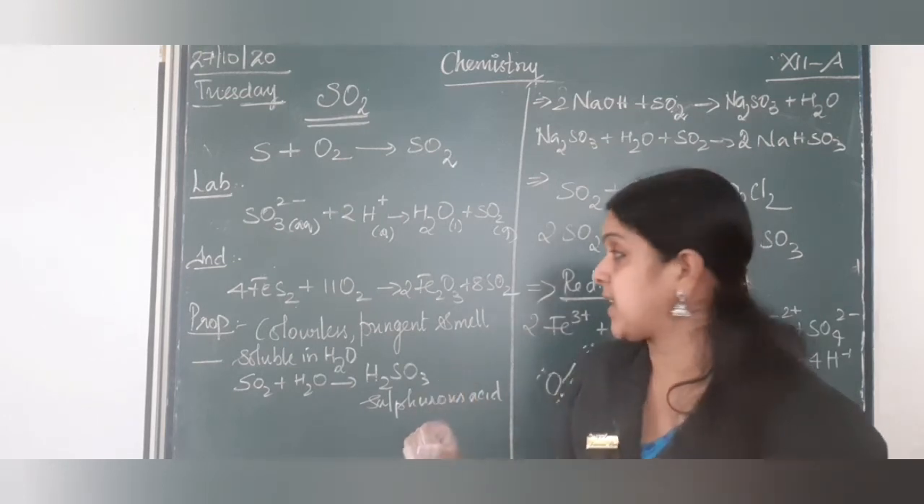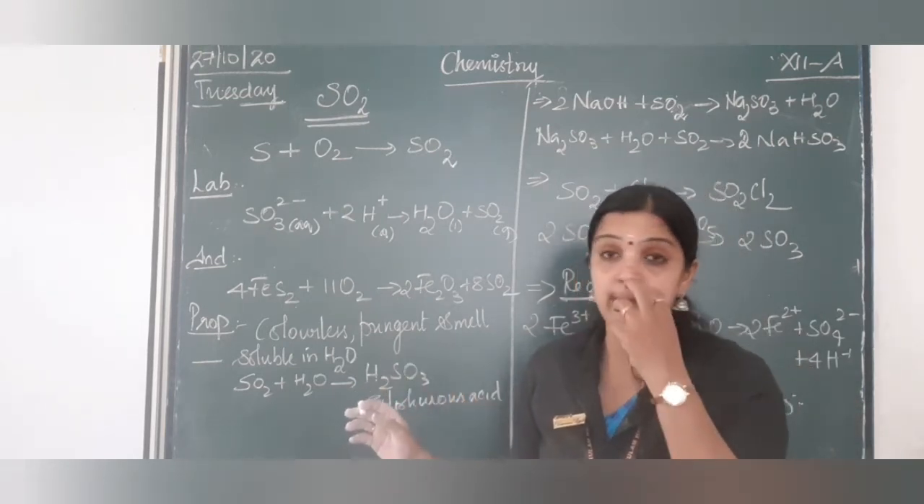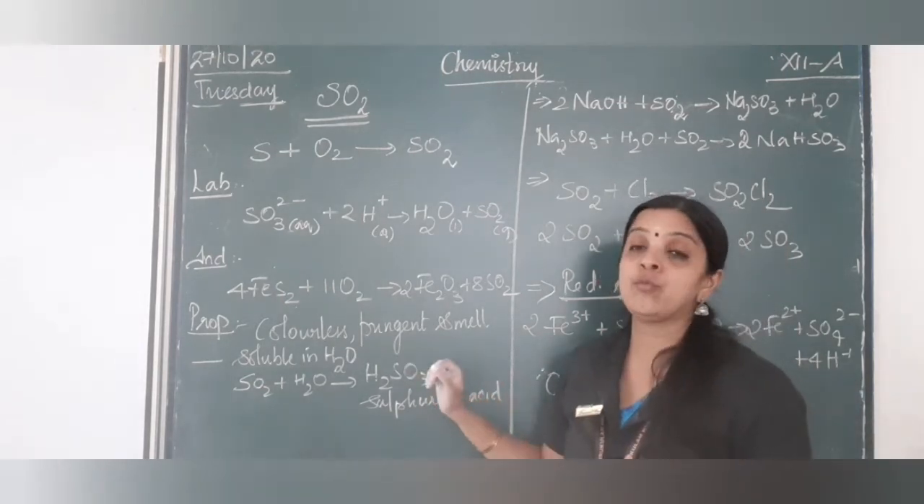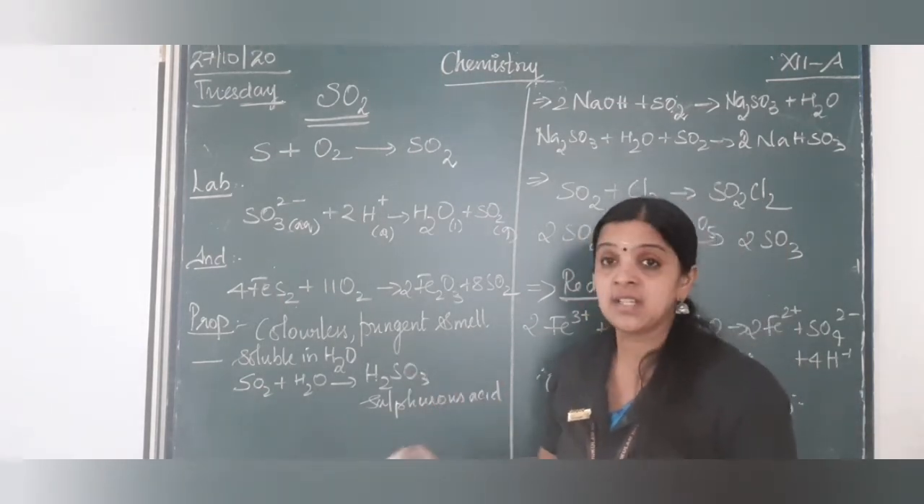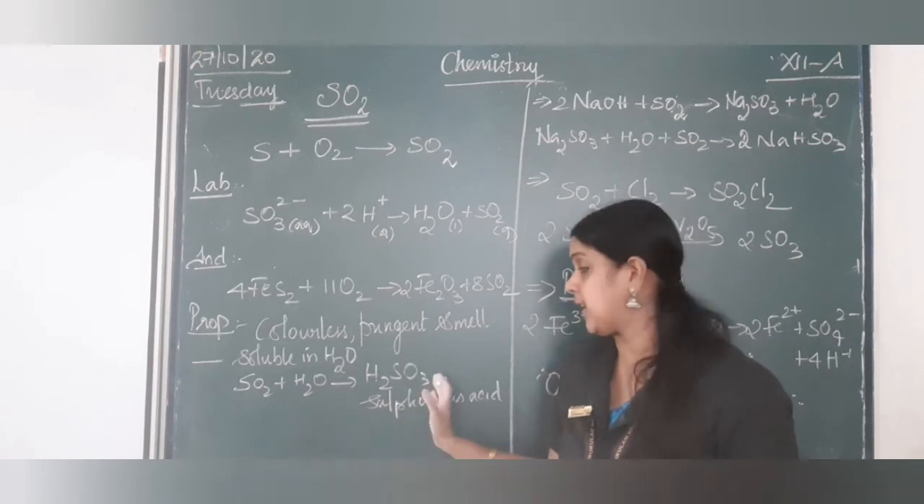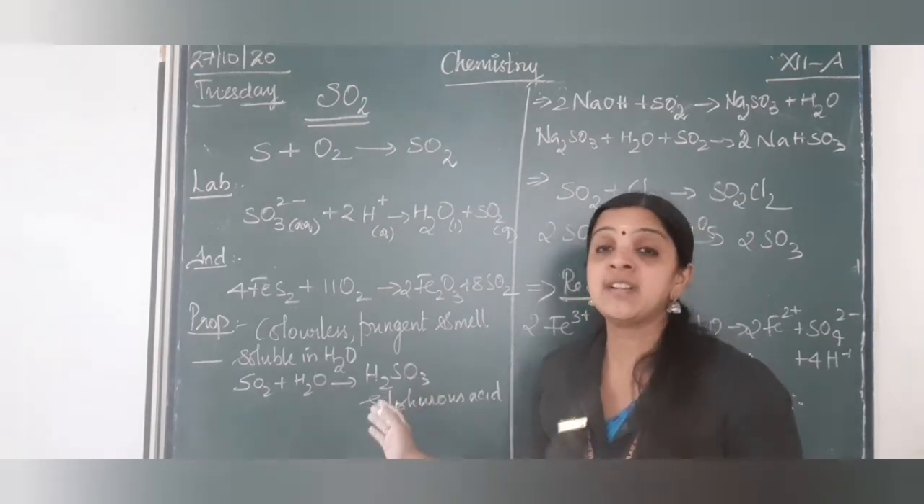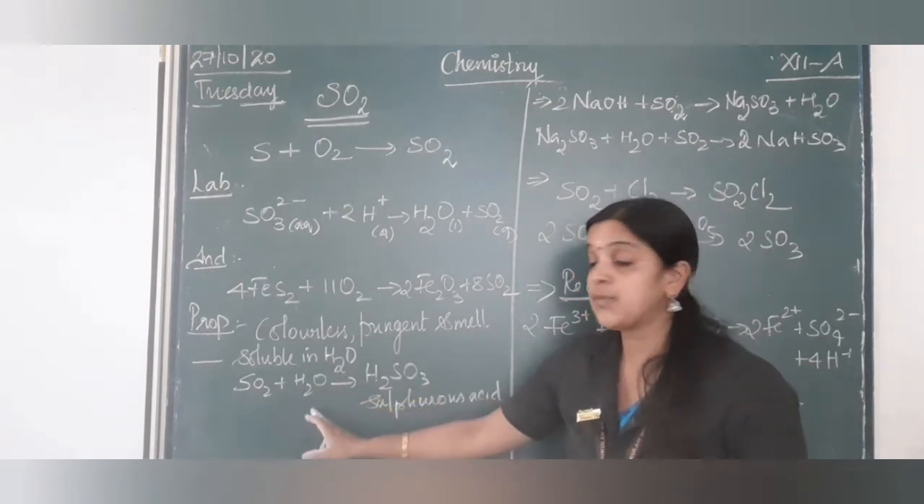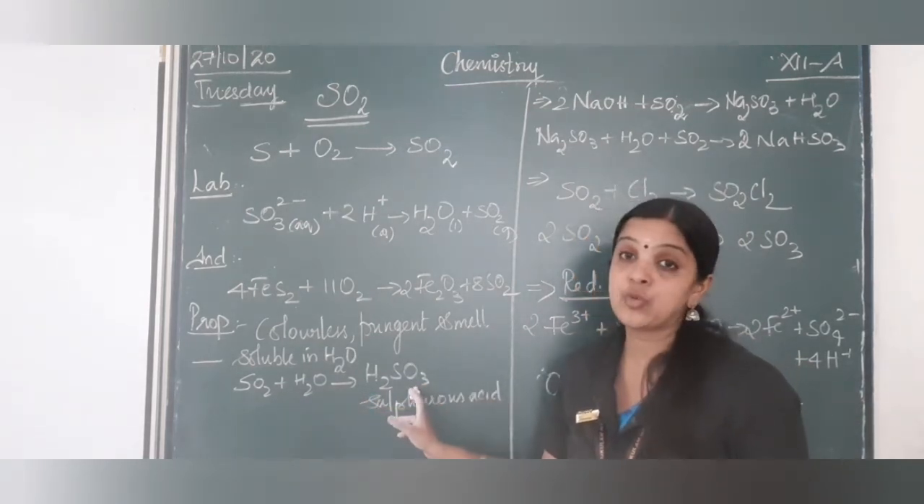If you see the properties, it's a colorless gas with a pungent smell. It has a pungent odor and it is soluble in water because when it is dissolved in water, it forms an acid. Remember children, we were studying this in oxides. That is, sulfur dioxide, when treated with water, forms sulfurous acid.